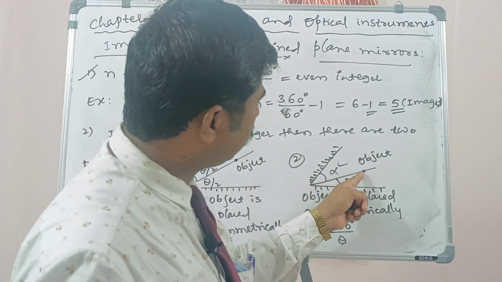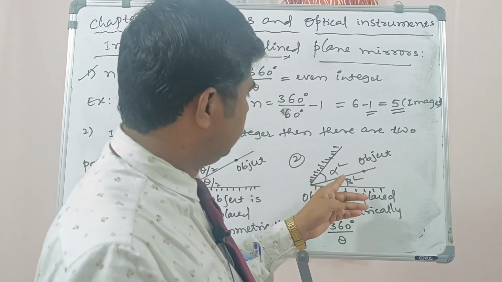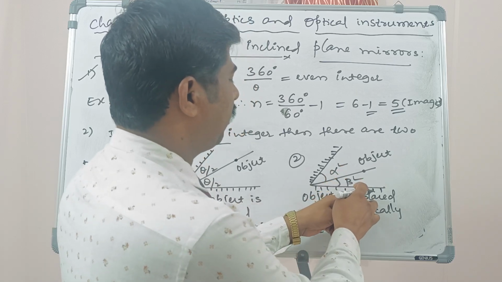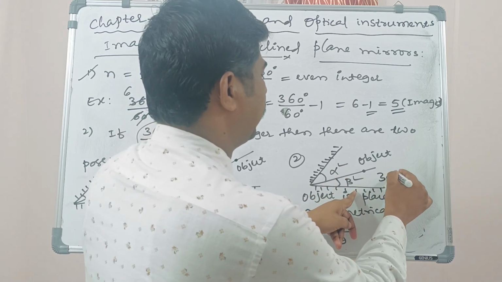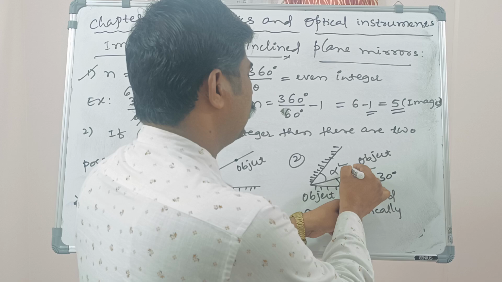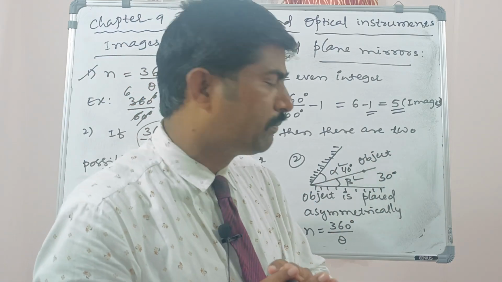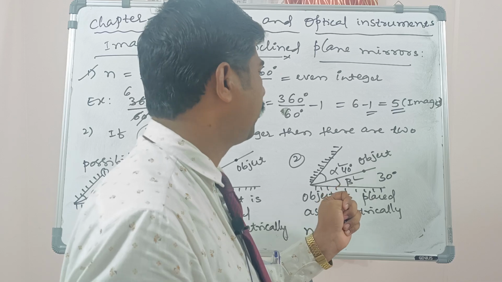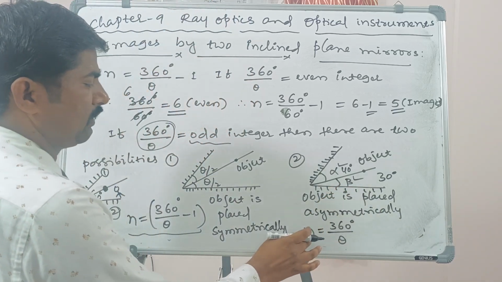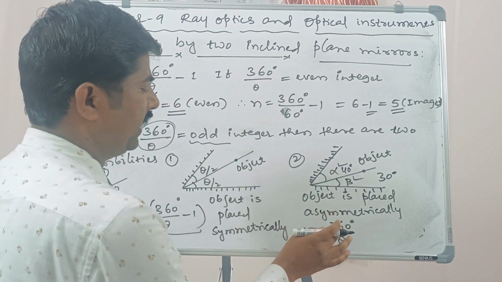And if you are coming towards mirror 1, say, for example, the angle with mirror 1 is 30 degrees, then with mirror 2 it is 40 degrees. That is called an asymmetrical position. In an asymmetrical position, what will happen? You will directly use the formula n equals 360 degrees divided by theta.